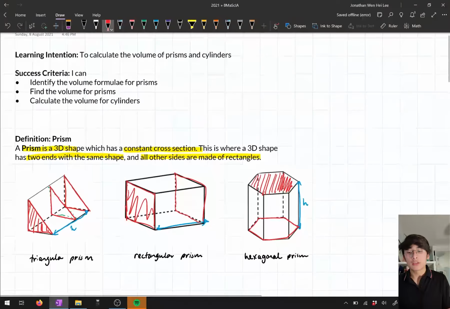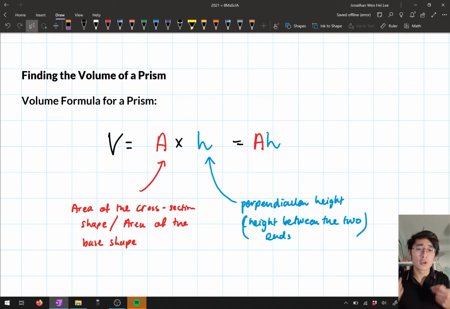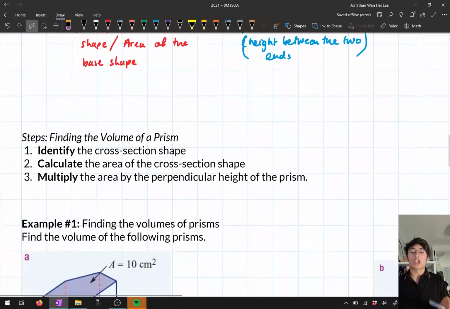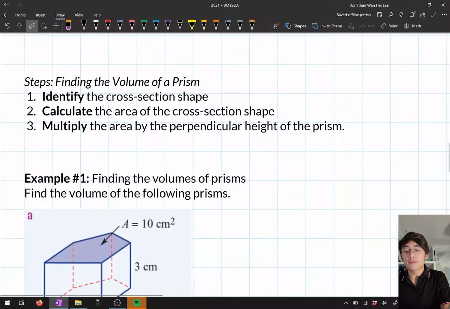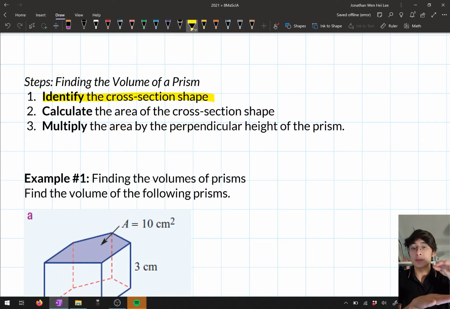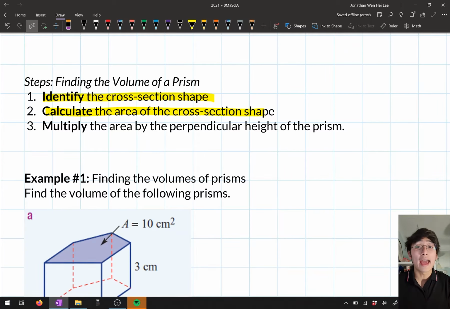Okay, so that is our volume formula for a prism, A times H. So when we're trying to find the volume of a 3D shape, there are a few steps that I have identified here. Firstly, we want to identify what the cross-section shape is. What shape is at the two ends of your prism, and is going to create that cross-section along your prism. The next part is to calculate the area of the cross-section shape. So you want to find the area of that particular shape using the area formulas that we actually looked at.